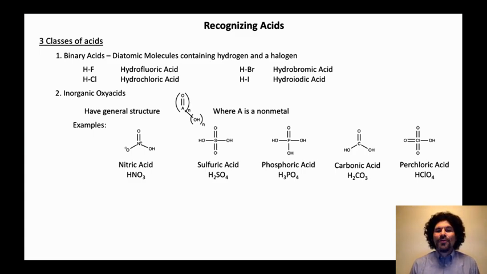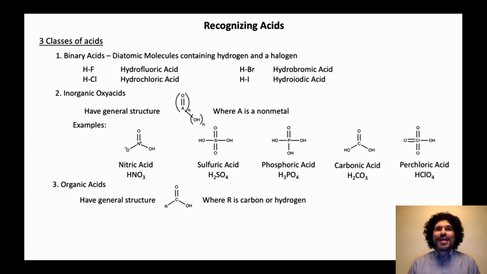But what's common about all of these is they've all got at least three oxygens in their structure, and at least one of them is doubly bonded, and at least one is an OH. Then we have the organic acids, and they have the general structure RCOOH, where R is either carbon or hydrogen.